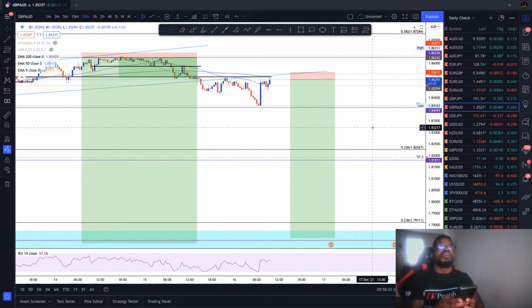Let's see, what's our first TP? Our first TP is 1.84099. The second TP, 1.81811. The third TP, 1.78324.